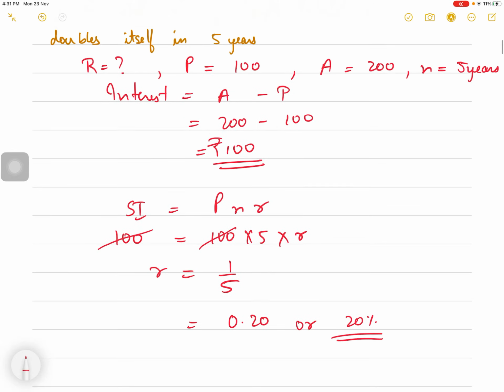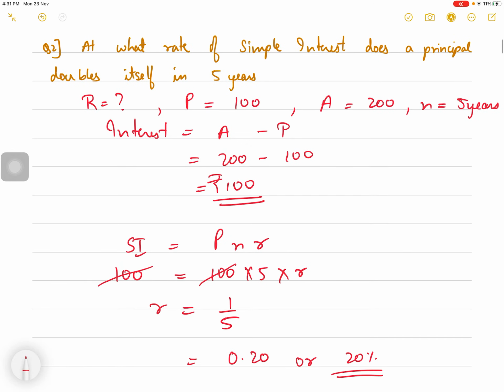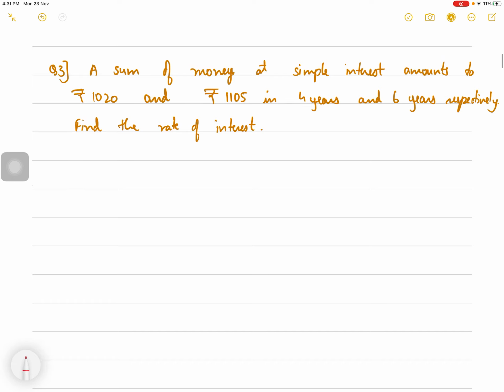Let's solve the next problem. A sum of money at simple interest amounts to rupees 1020 and 1105 in 4 years and 6 years respectively. Find the rate of interest. Even this problem we have solved before.